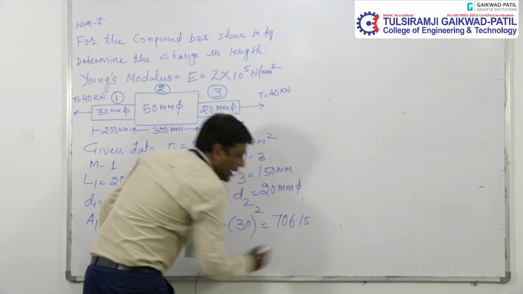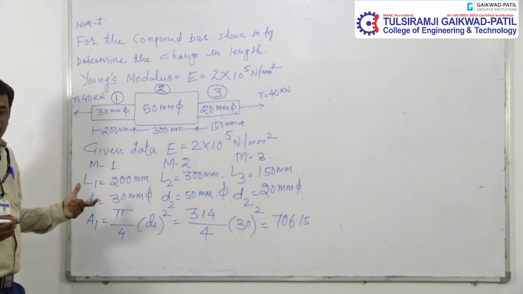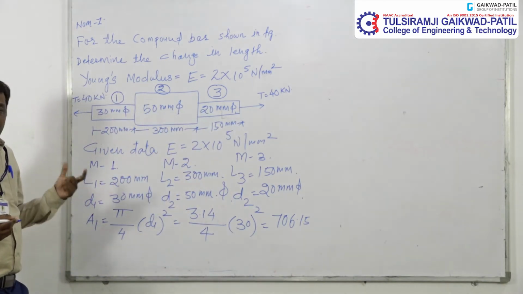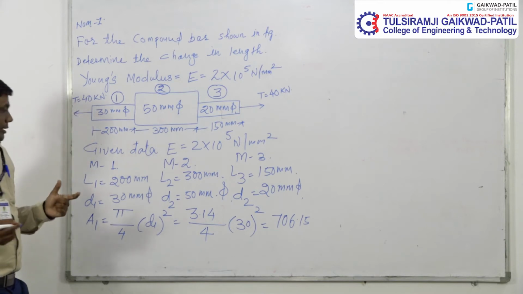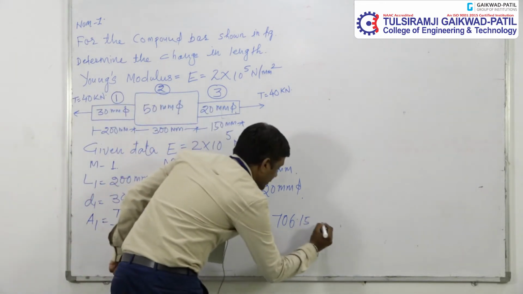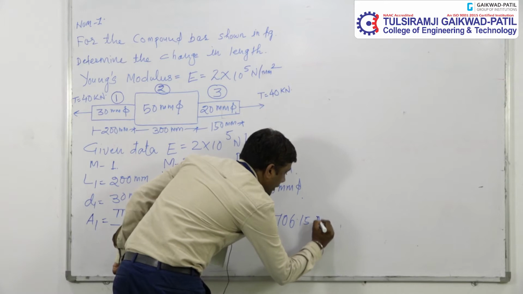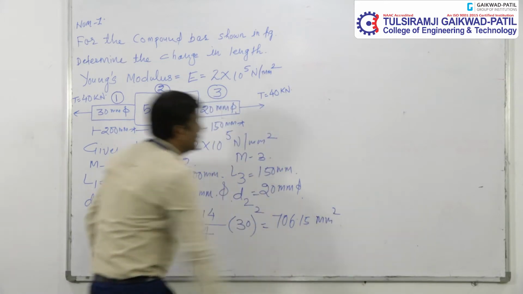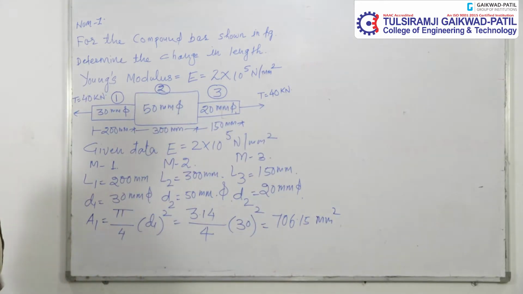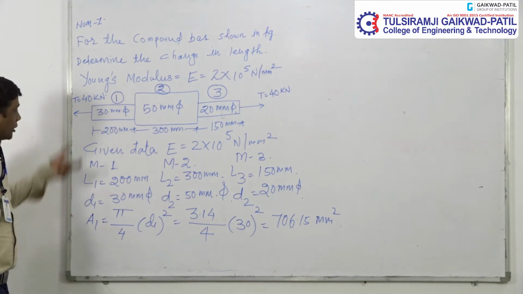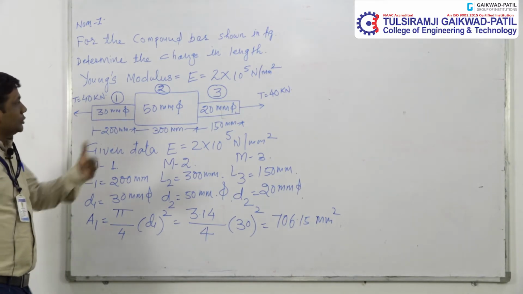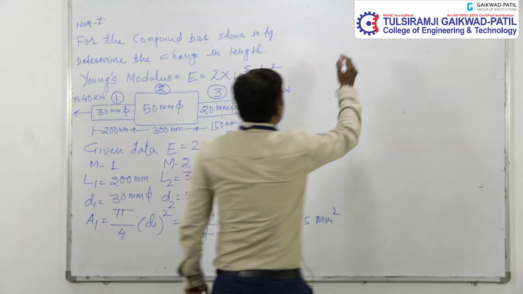So this value will be 706.15. As this is area, the unit of measurement of area is mm square. So here we put 706.15 mm square. This way we have calculated the area for material number 1. Now just move to the second part.